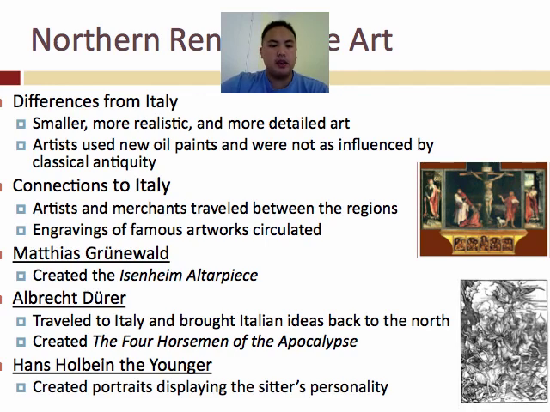So a couple of things that maybe you want to notice that are not written on there. This right here is the Isenheim Altarpiece by Grunewald. Okay, and this one, it's hard to see. I know it's small, but this is the image of the Four Horsemen of the Apocalypse by Albrecht Dürer.